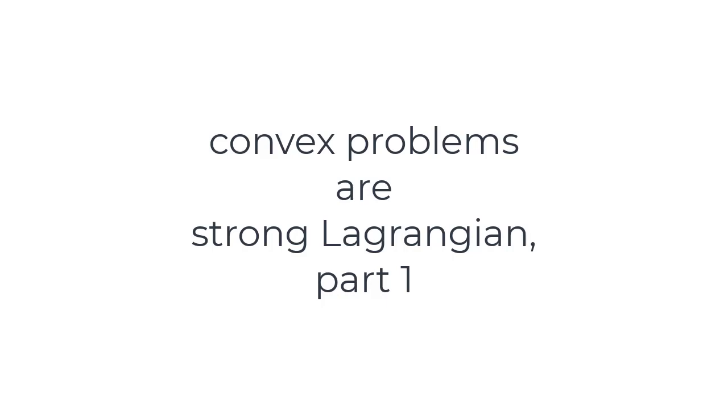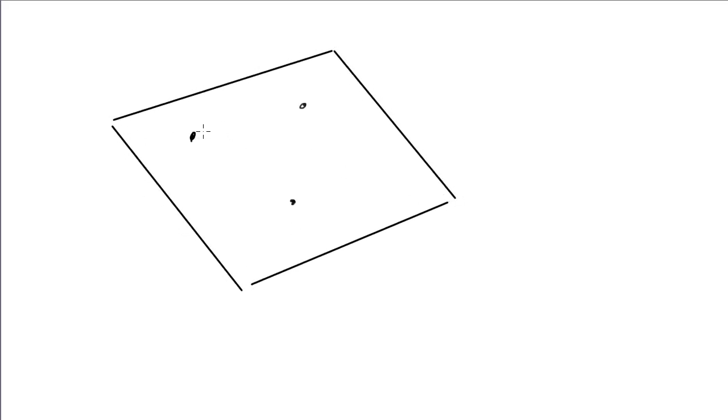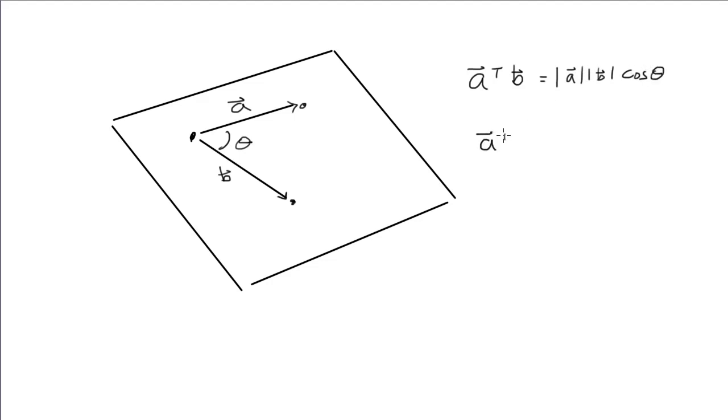A useful sufficient criteria is convexity. First, let's revisit hyperplanes. Given any 3 points in any finite dimensional space, those 3 points define a 2-dimensional plane. Since it's 2 dimensions, I'm right back to Calc 3, and the inner product is equivalent to length A, length B, cosine theta, giving us our 3 criteria for inner products: positive, 0, and negative.